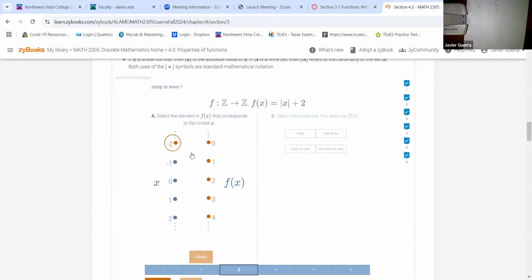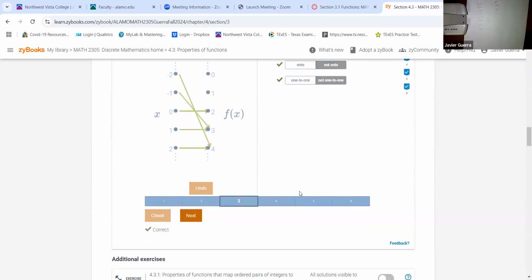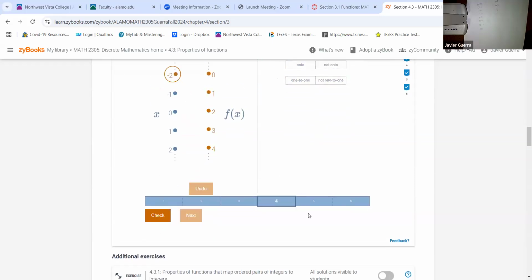All right. -2, that's 4. -1 is 3. 0 is 2. 1 is 3. And 2 is 4. Nope. Okay, so it's not 1 to 1. And it is not on to because 0 and 1 are not used up. Check. Correct. All right.